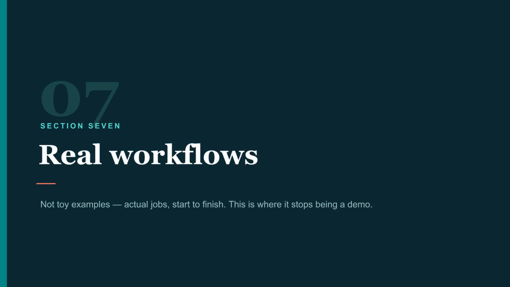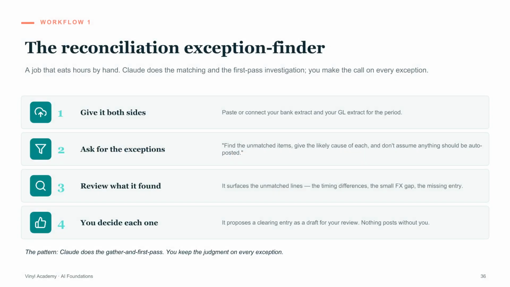Section 7. Real workflows. Not toy examples, actual jobs, start to finish. This is where it stops being a demo. Workflow 1, the reconciliation exception finder, a job that eats hours by hand. Give it both sides, your bank extract and your GL extract. Ask for the exceptions, find the unmatched items, give the likely cause of each, and don't assume anything should be auto-posted. It surfaces the unmatched lines. Timing differences, a small FX gap, a missing entry, and it proposes a clearing entry as a draft for your review. Nothing posts without you.